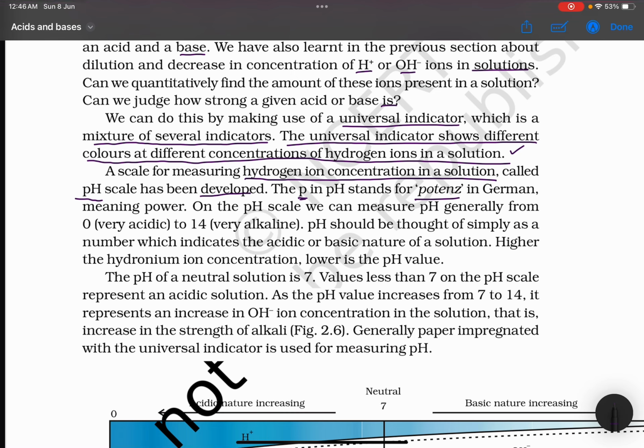On the pH scale, we can measure pH generally from 0 to 14 under normal conditions, at 25 degrees Celsius temperature. pH should be thought of simply as a number which indicates the acidic or basic nature of a solution. So pH means you are just talking about the H plus concentration. If H plus concentration is more, that is acidic; less, that is basic, and the values we are going to see now. Higher the hydronium ion concentration, lower is the pH value.